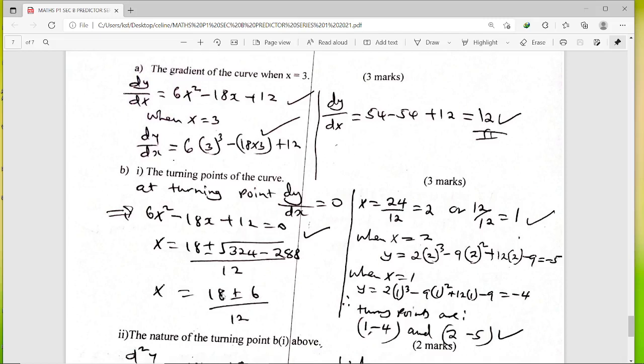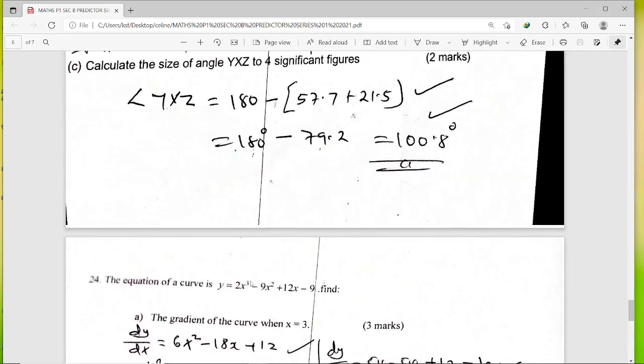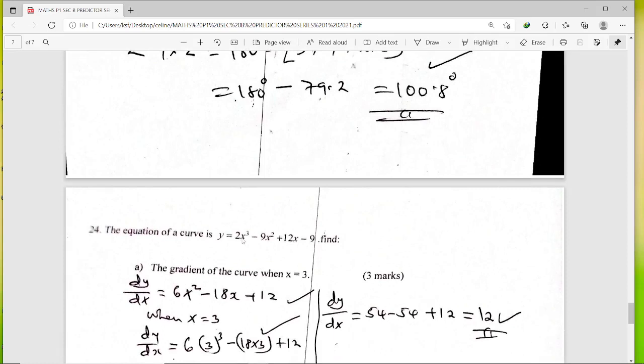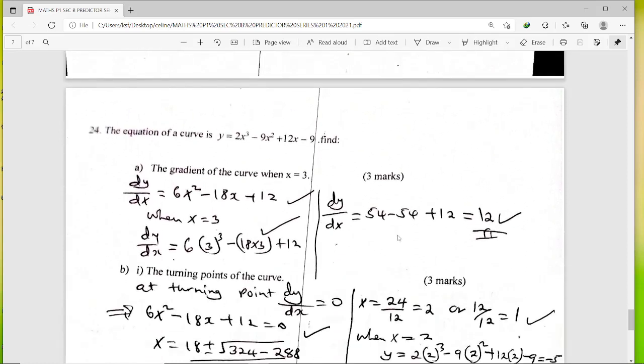So we shall be having 18 plus 6, that is 24, all over 12, which is 2, so x equals 2, or 18 minus 6 is 12, 12 over 12 is 1, so x is 1. When x is 2, we substitute in the original equation to know the turning point. We substitute with 2 in this original equation here.